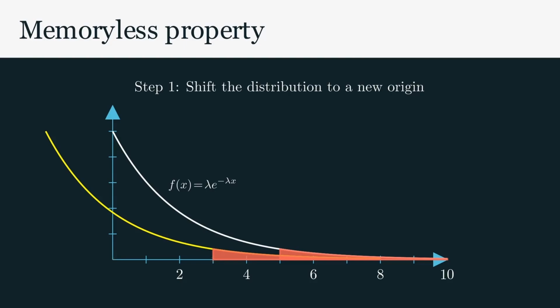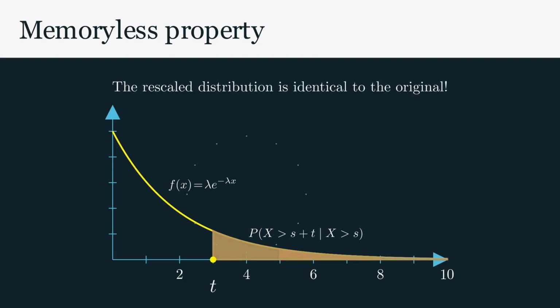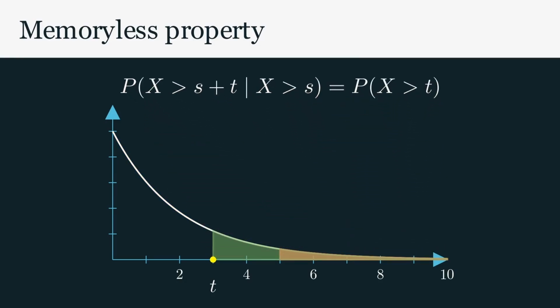Now, the total area under the curve is no longer equal to 1, so we have to readjust the curve to fix that problem. And now what you see is that this probability that we have to wait s plus t seconds, given that we've already waited s seconds, is exactly the same as the probability that we had to wait t seconds. This is a crucial fact, and it's what's called the memoryless property of the exponential distribution.